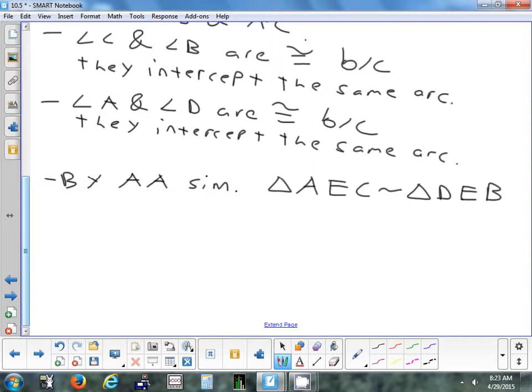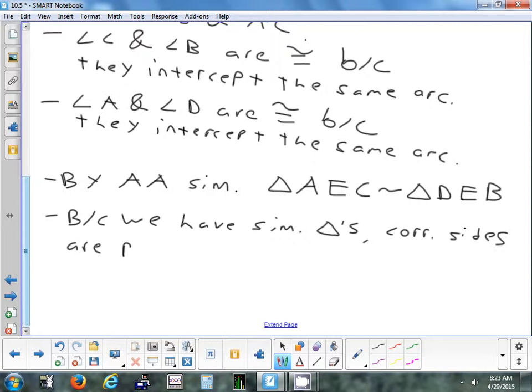Now, once we know that the triangles are similar, corresponding sides are proportional. Okay, that's what we learned back in the chapter on proportions. Two similar triangles, you can set up a proportion. All right? So let's start with EA. Actually, let me write down what I said first. So, because we have similar triangles, corresponding sides are proportional.